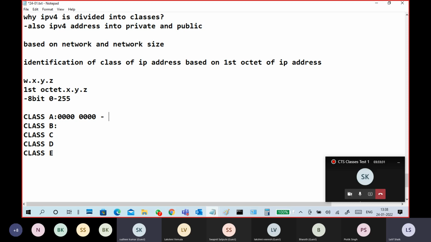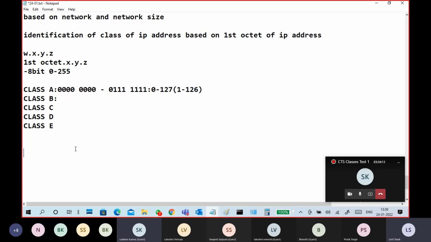Remember, the first bit is class A. The first MSB, the first bit, stays 0 and does not change, and the remaining bits change to ones. That is the range: 0 to 127. Certain textbooks show 1 to 126. Both are correct. This is the original, complete range, while the other is the textbook or valid range.